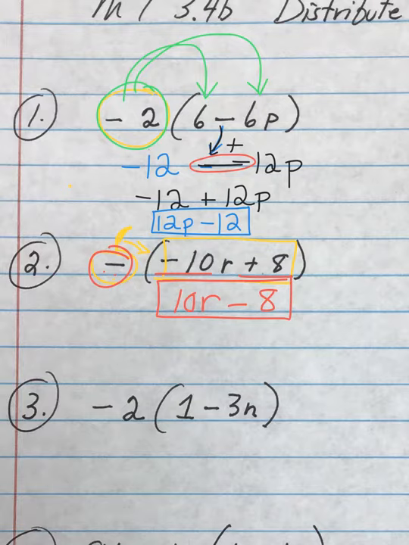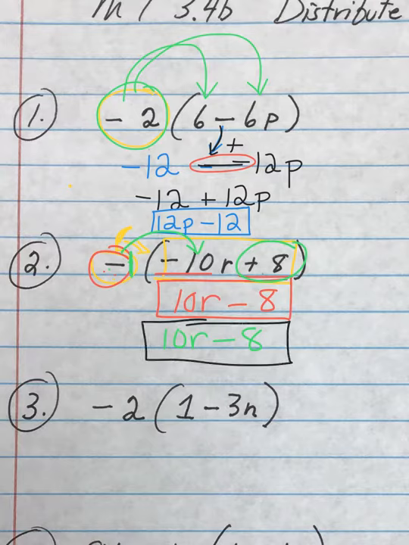Now, another way to look at that would be: this was a negative 1, and I times that by a negative 10, that would give me a positive 10r. And if I had a negative 1, I times that by a positive 8, that would give me a negative 8. So again, 10r minus 8. I know that's hard to see.